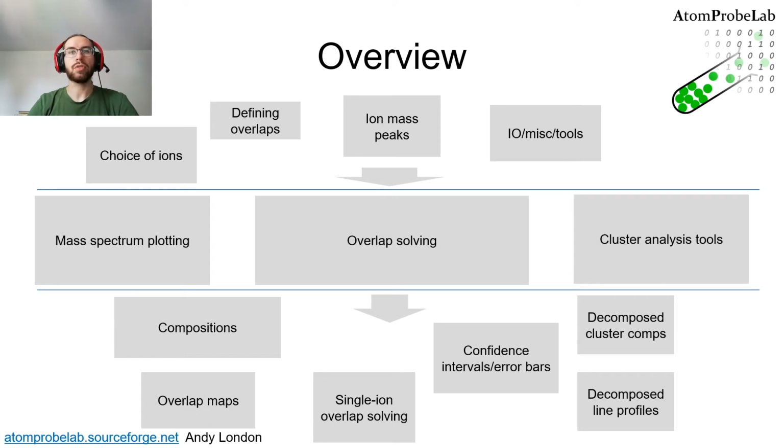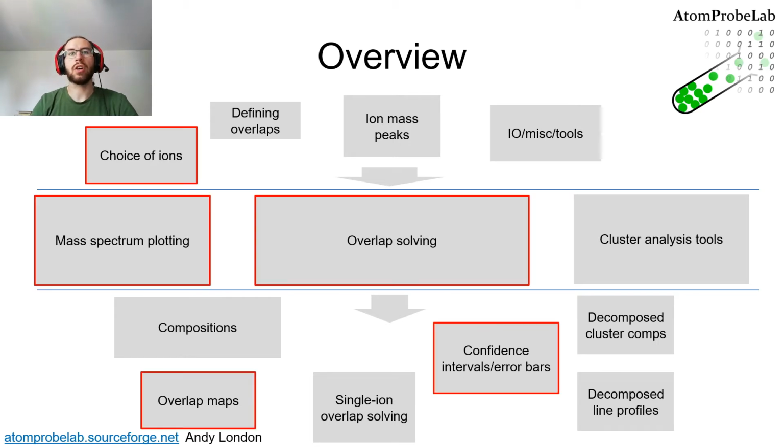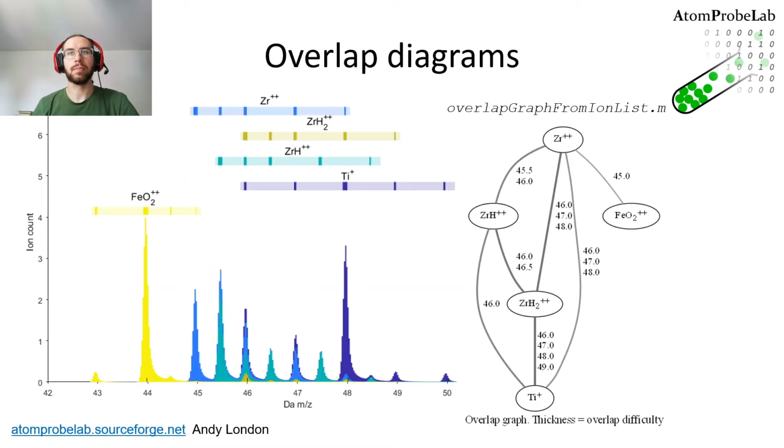It mostly revolves around solving peak overlaps and doing composition quantification, but there are some other tools in there as well. I'm just going to focus on a couple of these in this quick talk. Again, mostly just highlighting some key features, but do go and have a look at what's available. First of all, I want to talk about overlap diagrams.